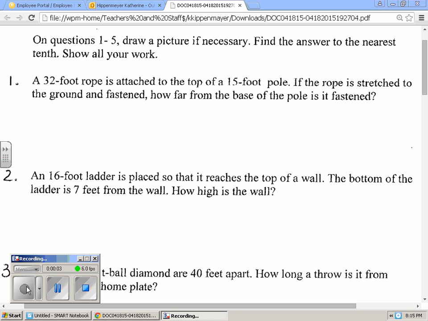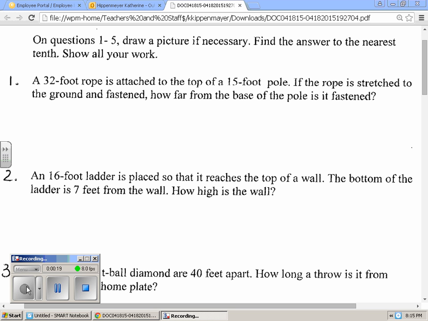In this video, we're going to apply the Pythagorean theorem to several different types of problems. The first section is just word problems. We're going to draw a picture and we're going to find our answer to the nearest tenth. So let's go ahead and read the first example.